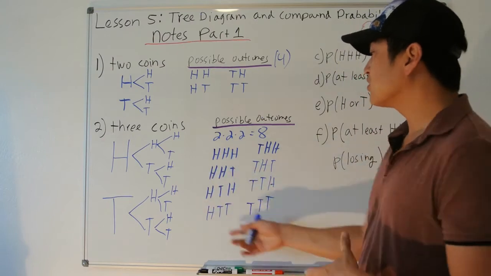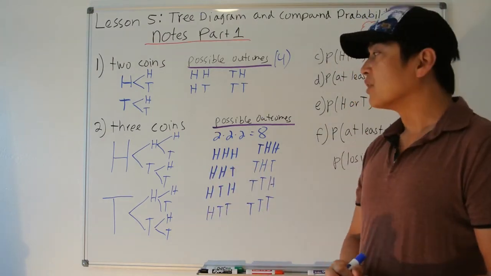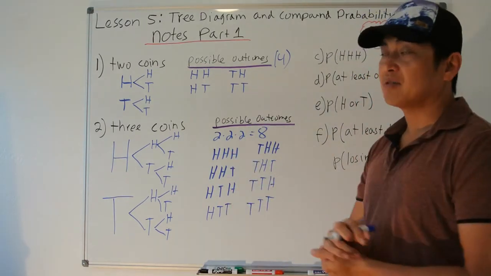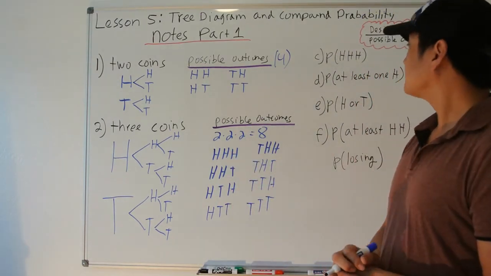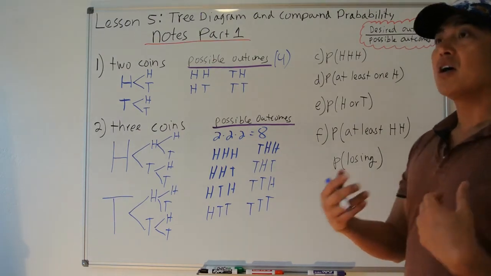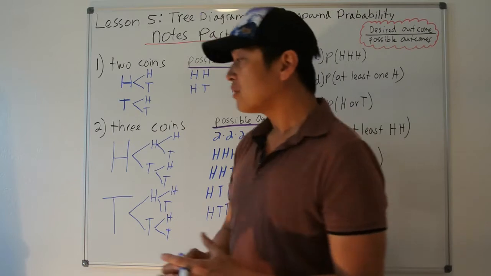Alright, so all these are 8 different ways. You toss 3 coins, and these are your 8 possible outcomes. Alright, let's go ahead and answer some questions real fast. I'm going to go grab a calculator. If you don't have a calculator, you can use your phone.